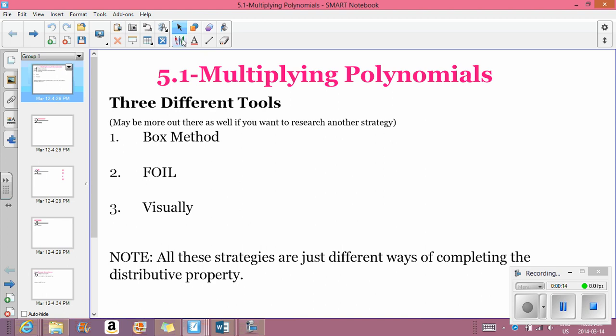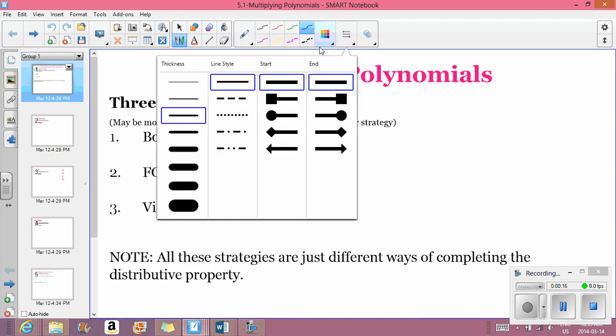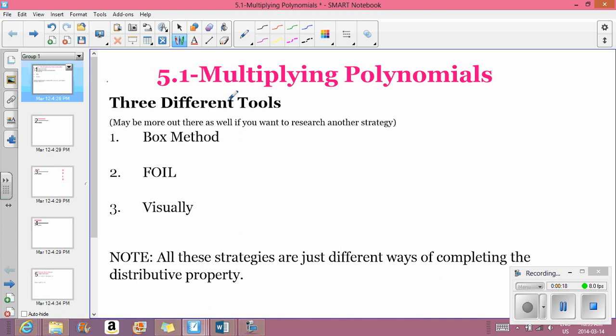Now, if you go online, though, there's tons more different strategies. So I'm just going to be showing you 3, but if you find any other ones, just check it with me. Make sure it works for all of them. So we're looking at the box method, FOIL, and just visually being able to do it. But no matter which method I show you, they're all just the exact same thing as doing the distributive property.